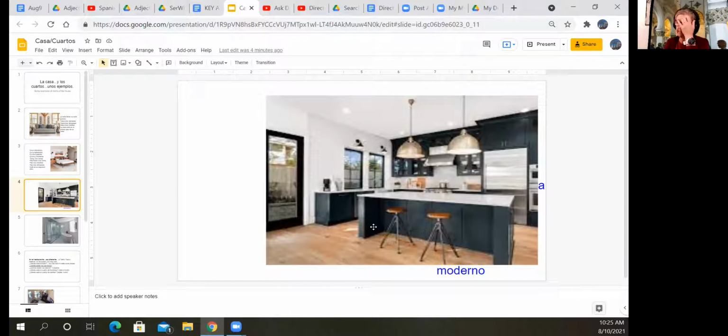Hay 2 lámparas. Hay nevera, there's a fridge, refrigerador, right? Some people use refrigerador, some people use nevera. Nevera is a fridge. Refrigerador is a fridge. Refri, some people reduce that refrigerador because it's a long word too. Refri. Hay un horno, hay 2 sillas.